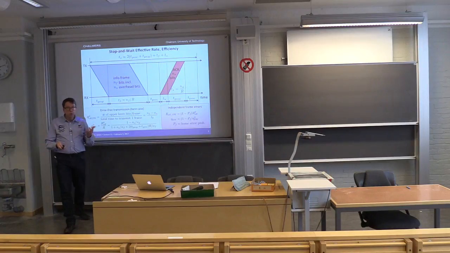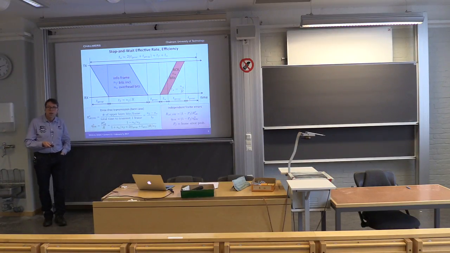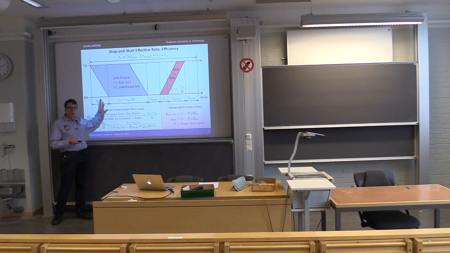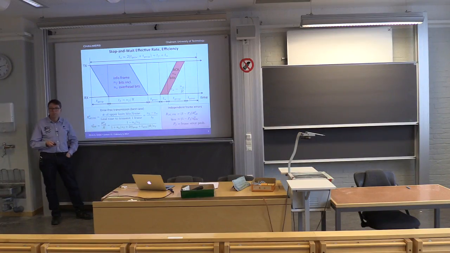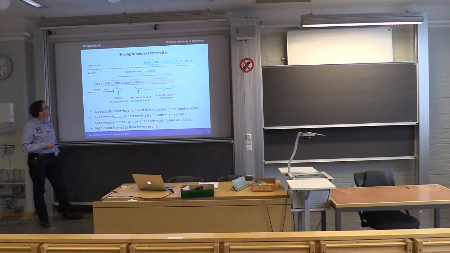So if we want to be more efficient as a transmitter, we want to transmit several frames in succession, even though the frames that we have transmitted are not yet acknowledged. Okay, so this is called a sliding window transmitter. So we have on layer n+1, the upper layer, a number of service data units that need to be transmitted. And we have some enumeration of them, 5, 6, 7, 8, 9.